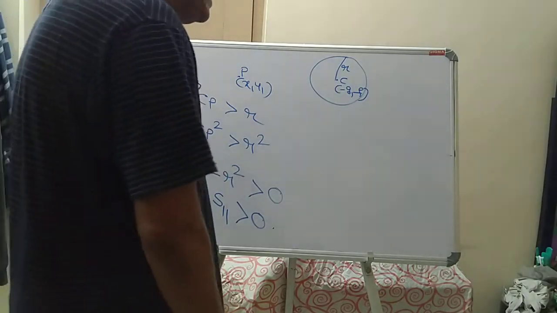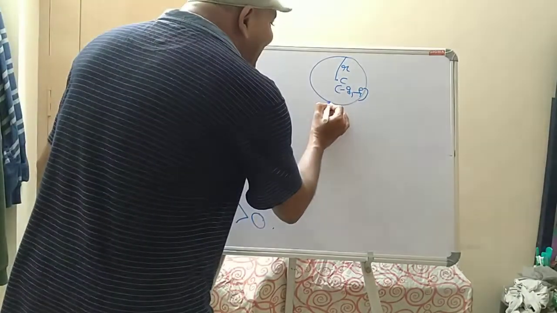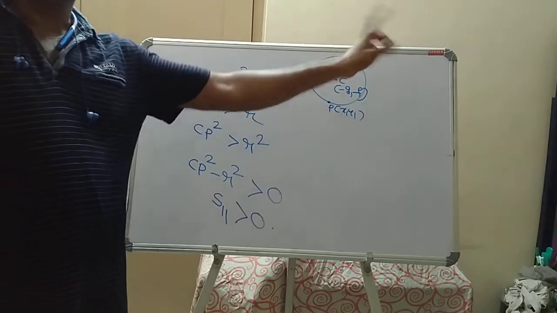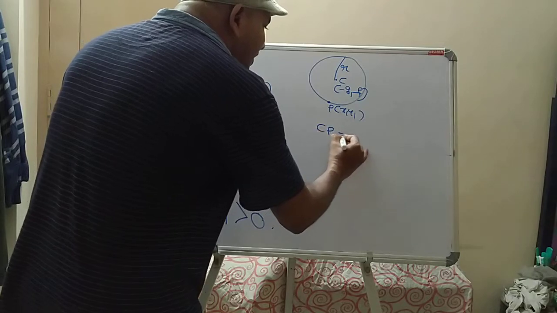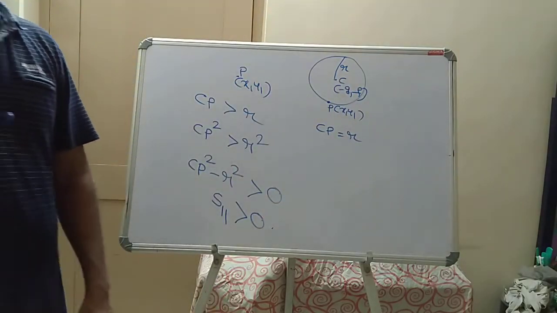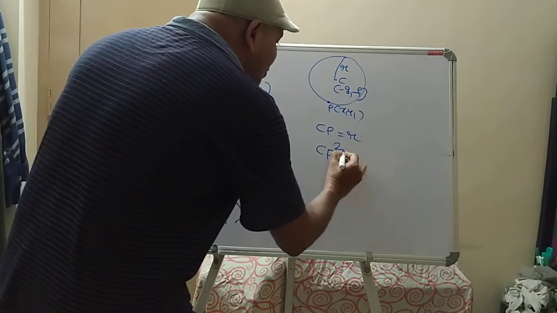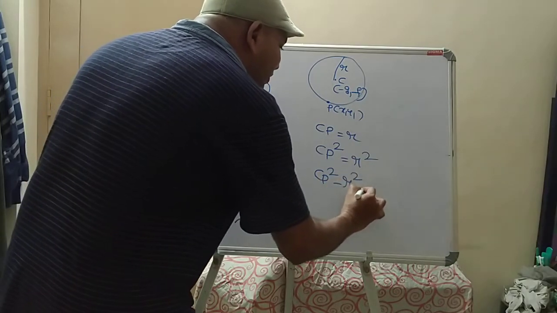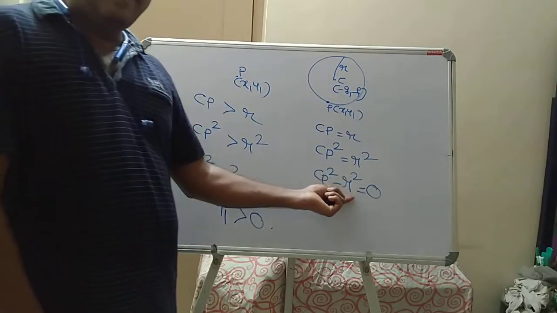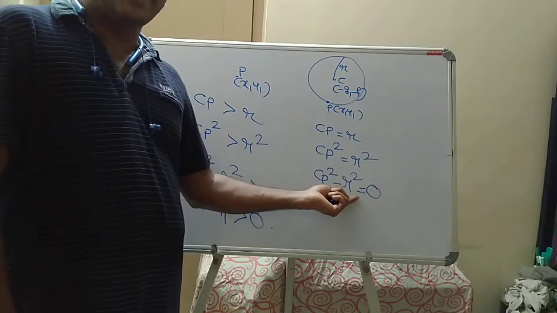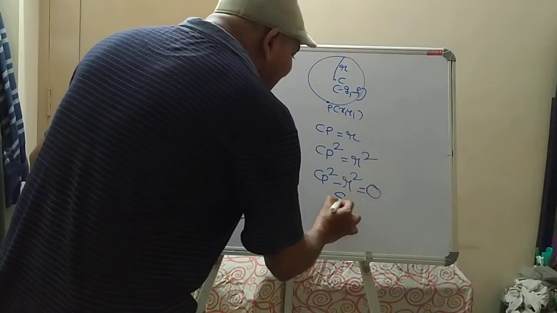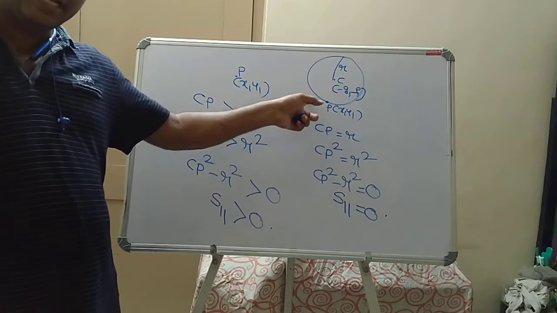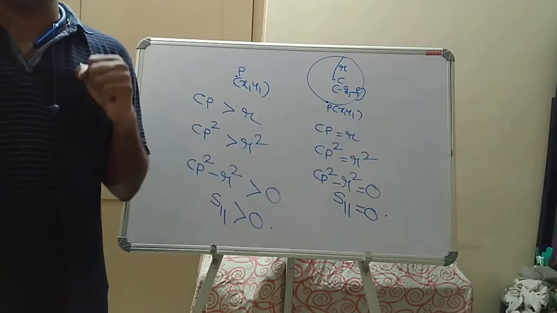Suppose the point lies on the circle. That means CP = R. Squaring on both sides, CP² = R². That means CP² - R² = 0, and by expanding CP² - R² = S11. So S11 = 0. So the point lies on the circle when S11 = 0.